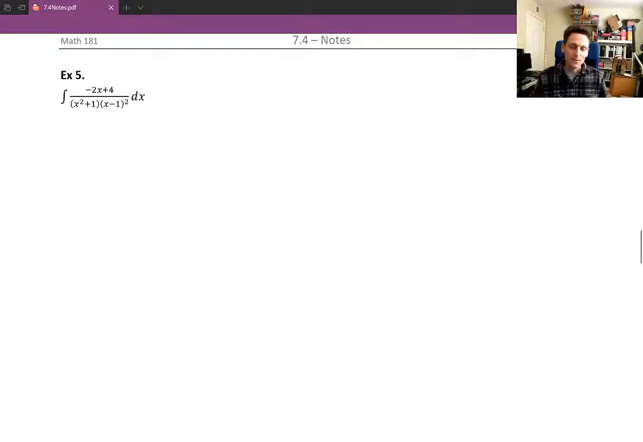So in example 5, we're looking at the integral of negative 2x plus 4 all over x squared plus 1 times x minus 1 squared. Here we've got an irreducible quadratic, the x squared plus 1, that can't be broken down further. And then we've got x minus 1 quantity squared, so that's a repeated linear factor. So it's going to be a fairly beefy partial fraction problem.